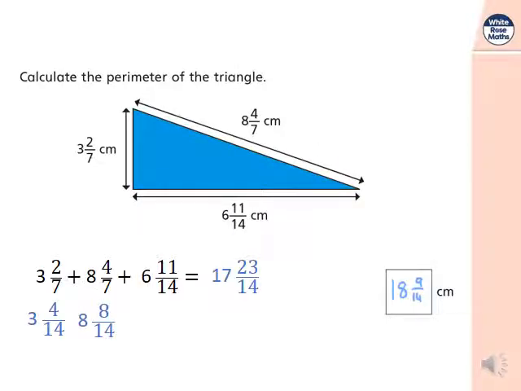And here is our answer. We were going to do 3 2/7, add 8 4/7, add 6 11/14. But to do it, we would have had to change our 2/7 to 4/14 and 4/7 to 8/14, adding them together. That would have given us a total of 17 23/14. But that is an improper fraction, and so we should have found 14/14 for our whole, giving us our final answer of 18 9/14 of a centimetre was the perimeter. Well done if you managed to do that one.